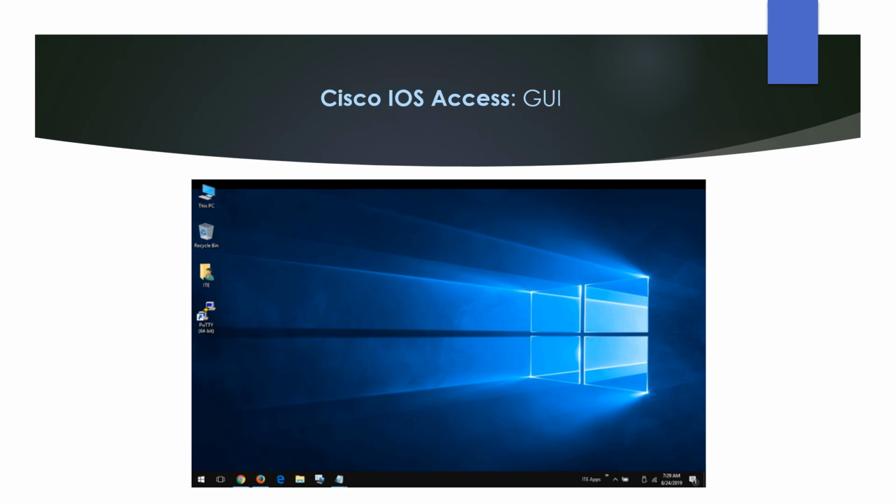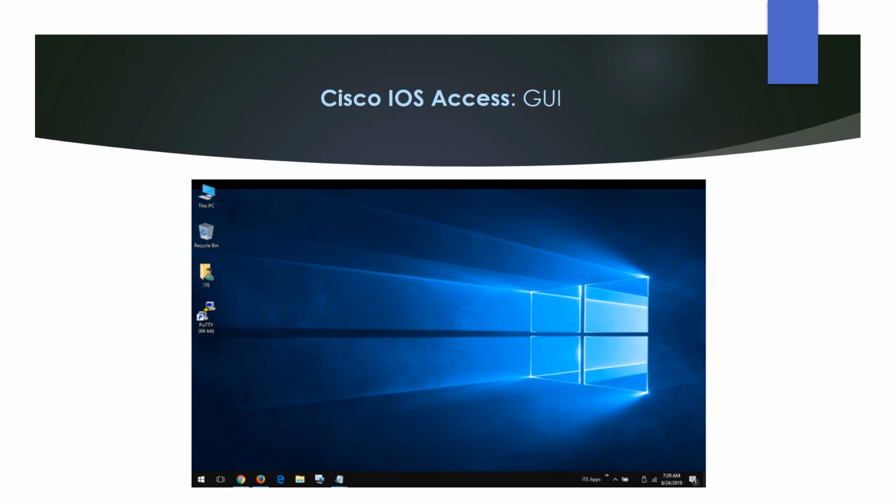The family of network operating systems used on many Cisco devices is called the Cisco Internetwork Operating System, IOS. Cisco IOS is used on many Cisco routers and switches regardless of the type or size of the device. Each router or switch will use a different version of Cisco IOS. Other Cisco operating systems include IOS XE, IOS XR, and NX-OS.